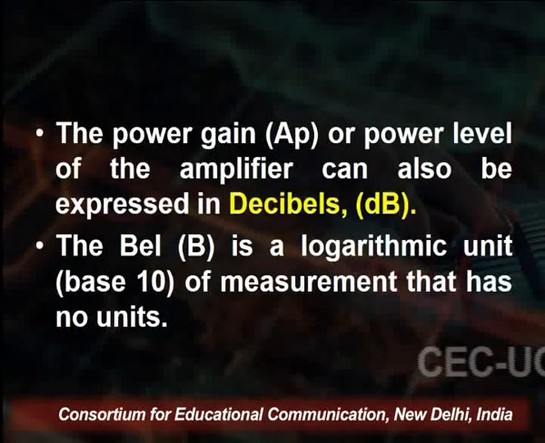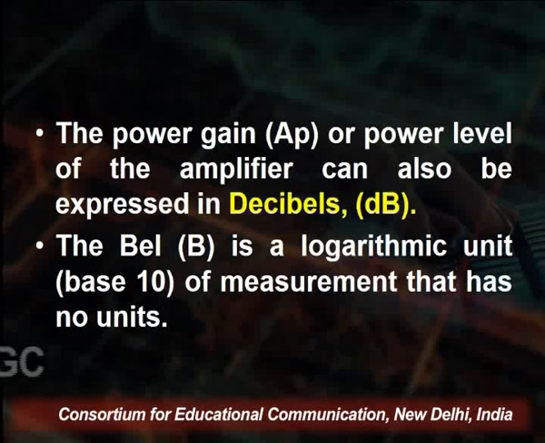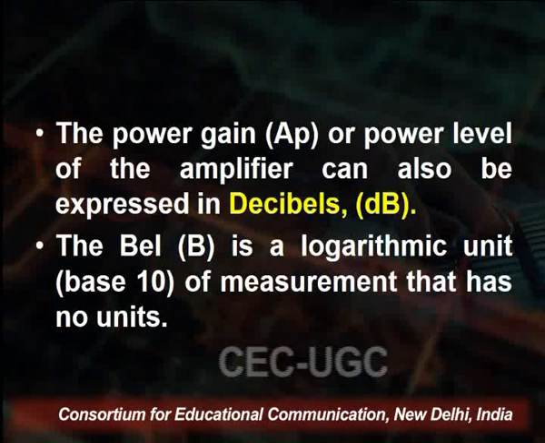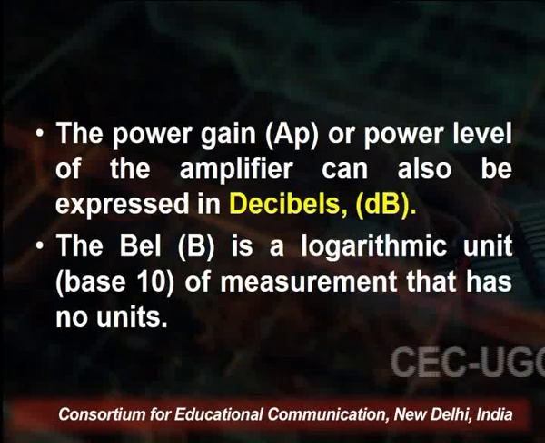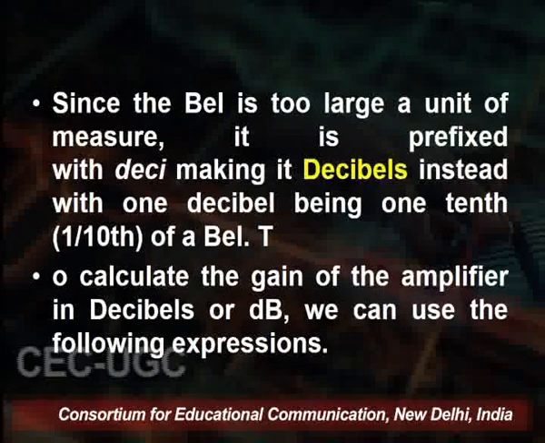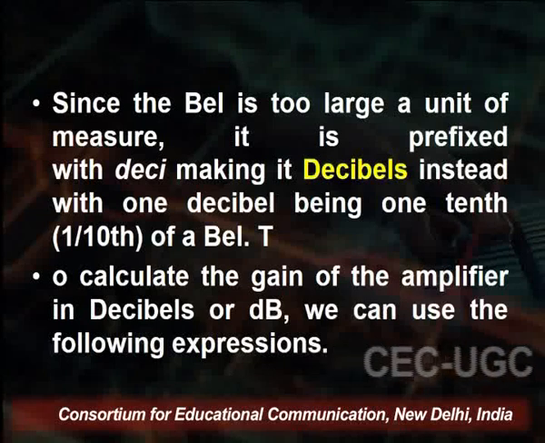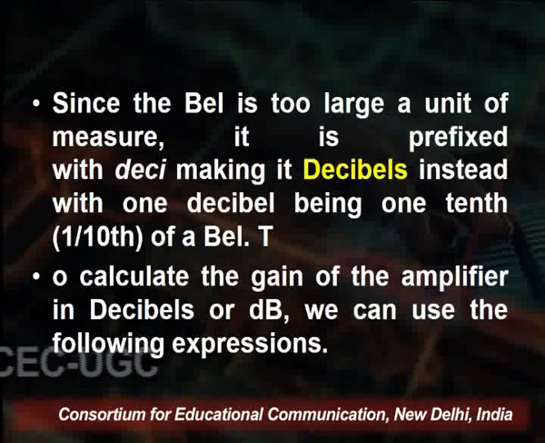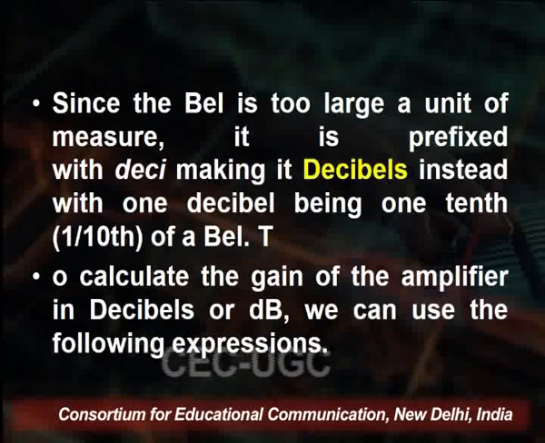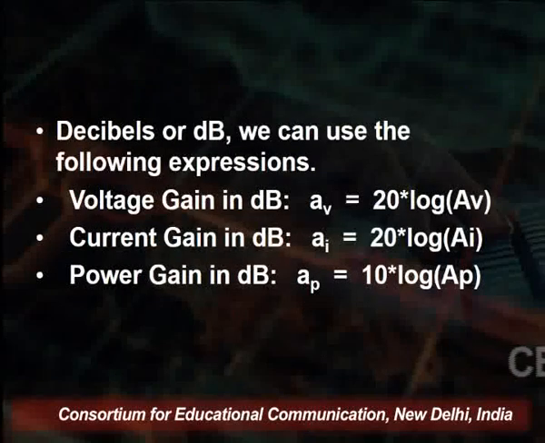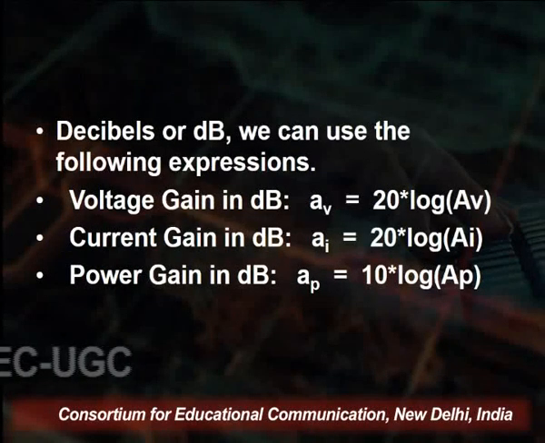So power gain or the power level of the amplifier can be expressed in decibels, defined by the dB. Bel is a logarithmic unit, base 10, so it is a measurement with no units. The bel is too large a unit of measurement, so it takes a prefix, and deci means one decibel is 1/10 of a bel. To calculate the gain of the amplifier in decibels, we can use the following expression.